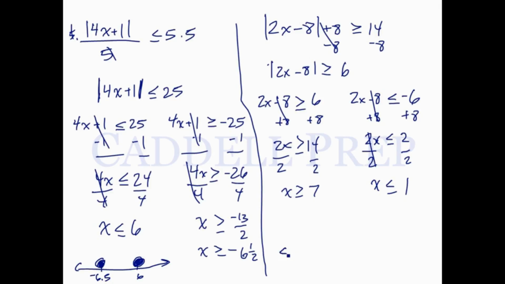Alright, so now we could graph this. 1, 7. X is greater than or equal to 7, so it's solid, and it's everything greater. X is less than or equal to 1, so it's solid at 1, and it's everything less. So we see that this is not a conjunction, it is a disjunction, just like we expected, and that's how we solve absolute value inequalities.